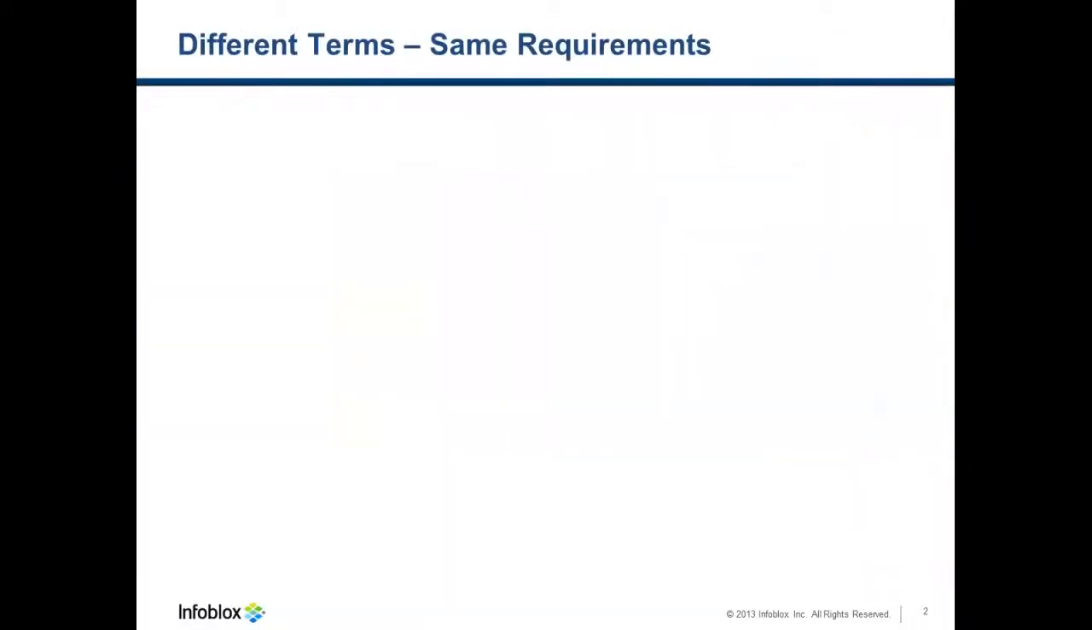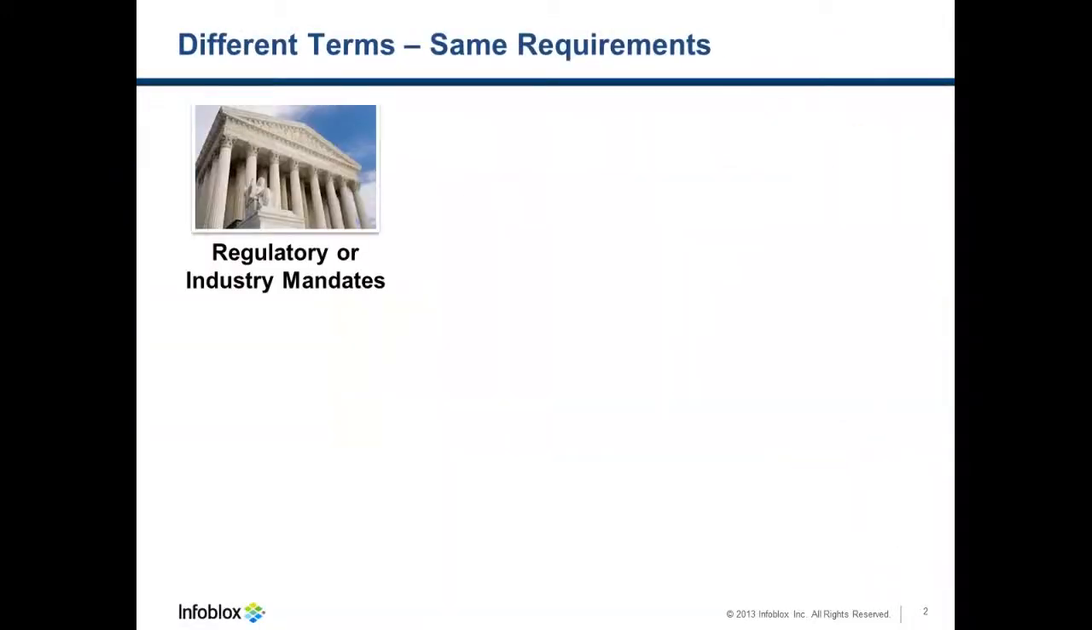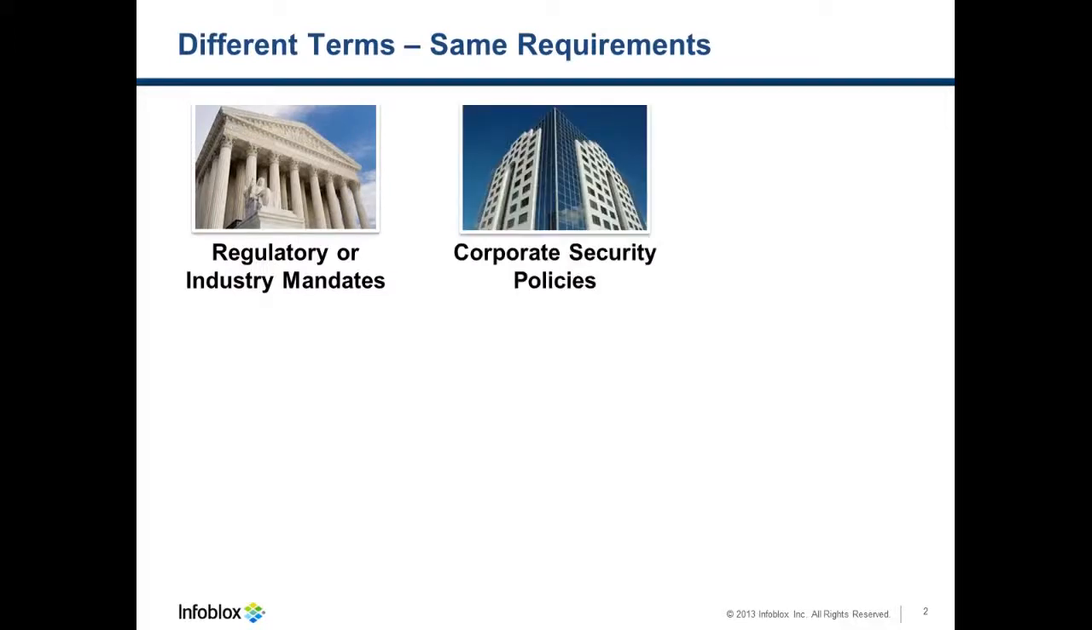When we think about network security policies, there are a lot of different terms, but the majority of them have the same requirements. For example, we might have regulatory or industry mandates, things such as PCI, HIPAA, or SOX, typically based on your organization or what kind of vertical you might be supporting, and these are typically forced upon you. Across the world, a subset of organizations today might have an industry or regulatory mandate. But the vast majority of organizations also have corporate security policies.